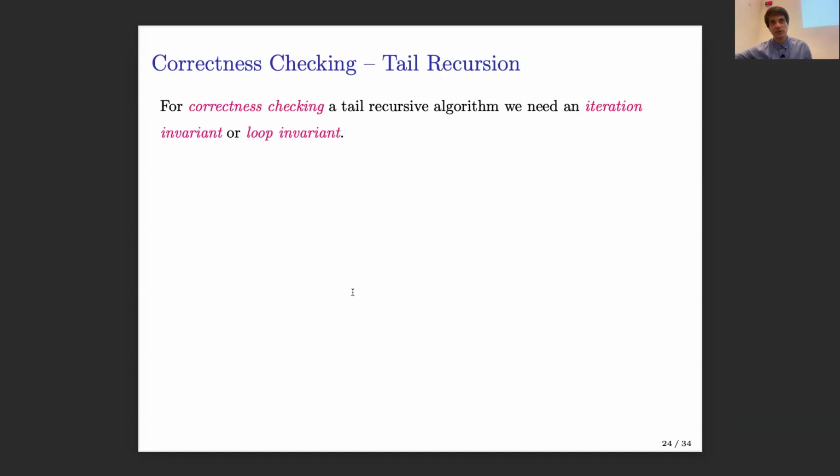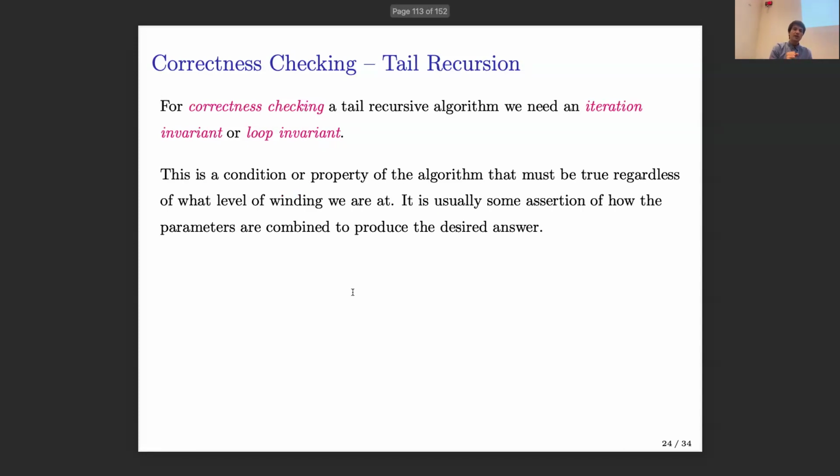Correctness checking for tail recursion. This is a tad more tricky because, as I said, tail recursion is essentially a while loop, or it's iterative. So in order to verify a tail recursive algorithm, you need a loop invariant. Some of you know how to work with loop invariants, but it's not too tricky. If we have a tail recursive function, it does one of two things: either it's its base case, in which case it is equal to one of its inputs, or it calls itself again, but with different arguments.